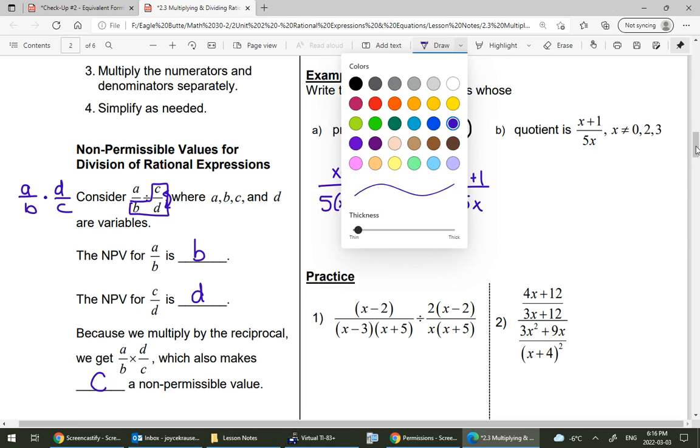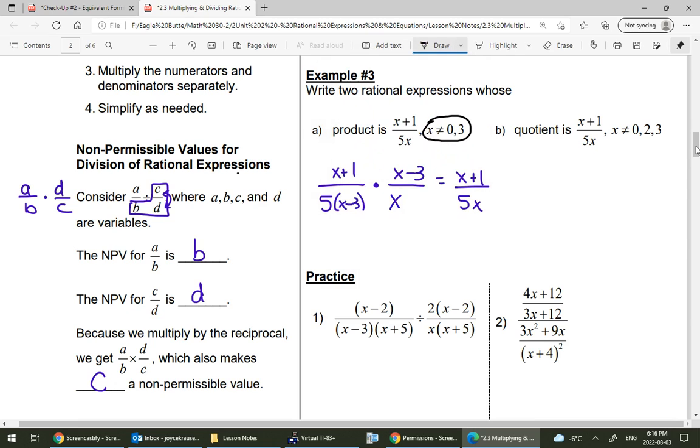If I go through and do my canceling, I can check my NPVs first. I've got an NPV of 0 and 3. And when I cancel, I'm going to be left with an x plus 1 on the top and a 5x on the bottom. Now, certainly there are much more complicated expressions that you can do than that, but I like to stick to the keep it simple method.